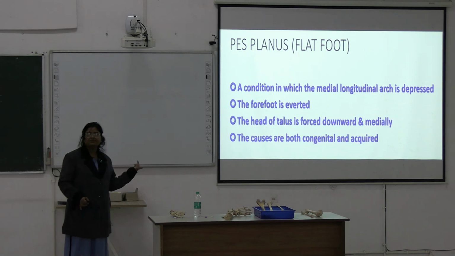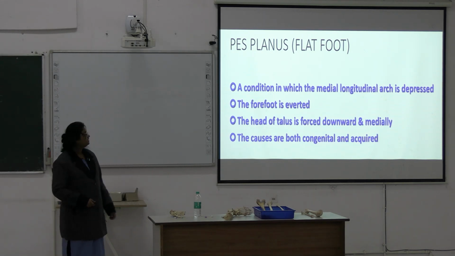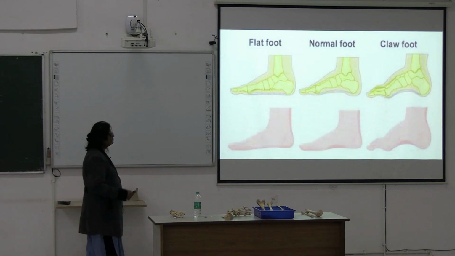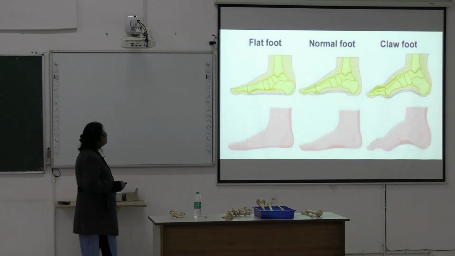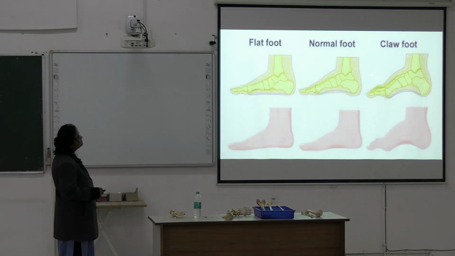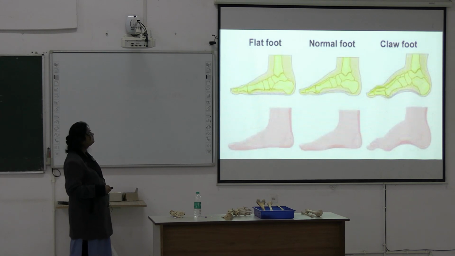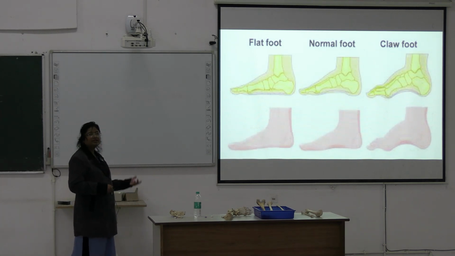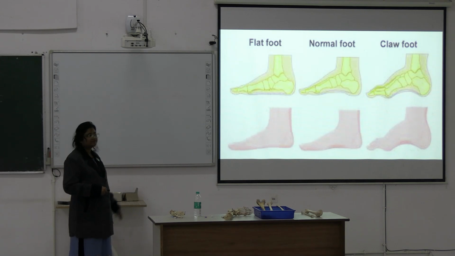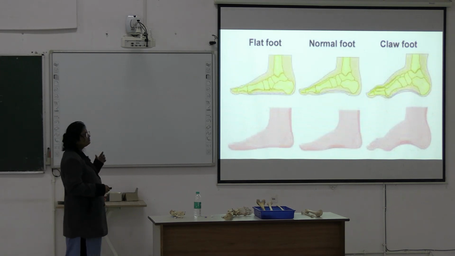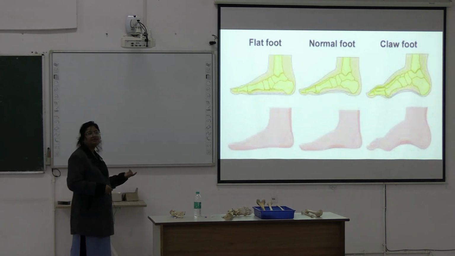So, arches are lost in flat foot. Next, see here, this is a normal foot, the arch is normal; this is a flat foot, see the arch is diminished. So, here the normal arch is diminished in flat foot, and this is claw foot, a high arch foot, okay, where the height of the arch is increased. This occurs in congenital talipes equinovarus, CTEV, okay.